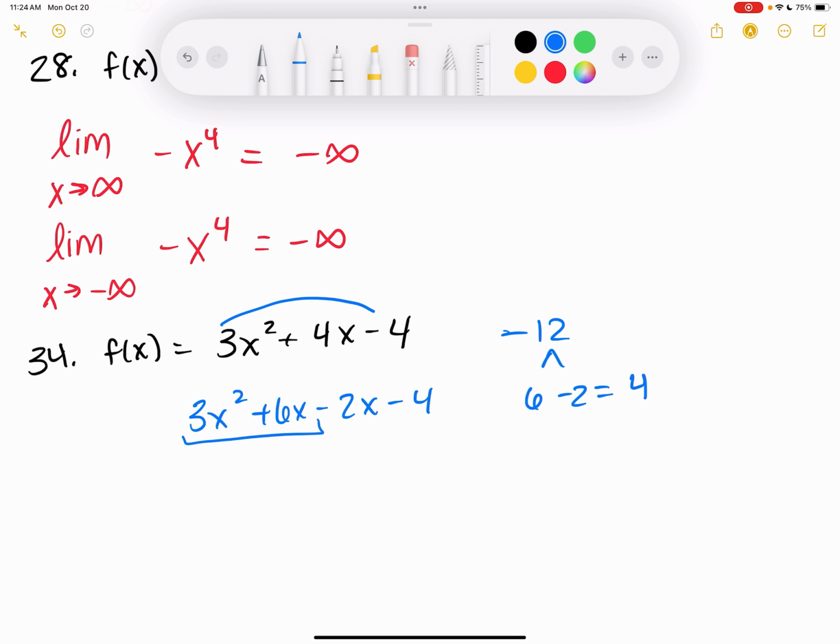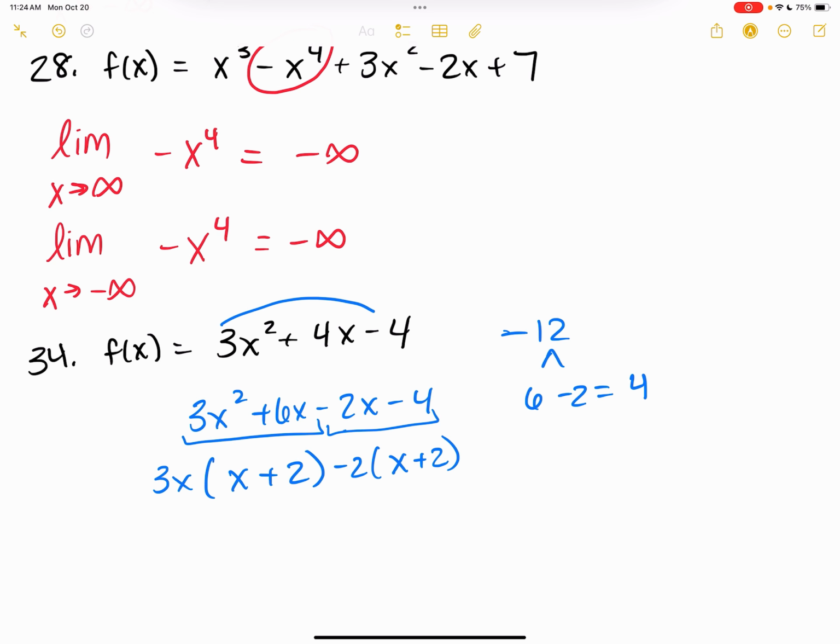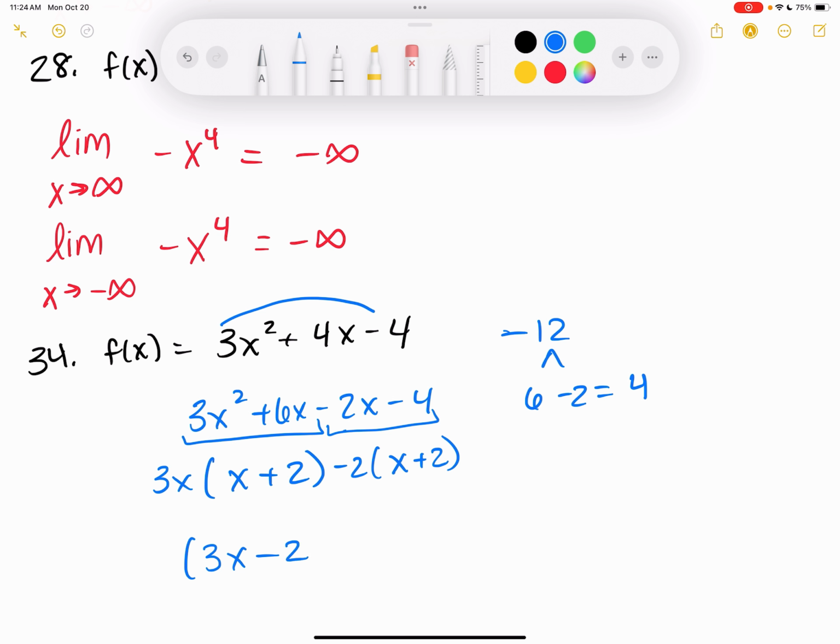I'm going to take a 3x out of here, and that leaves me with x plus 2. In this one, I'm going to take out a negative 2. That leaves me with x plus 2. Reminder, these two things have to match. If they don't, something is wrong. So then I've got 3x minus 2 times x plus 2. You can always FOIL this back to check.